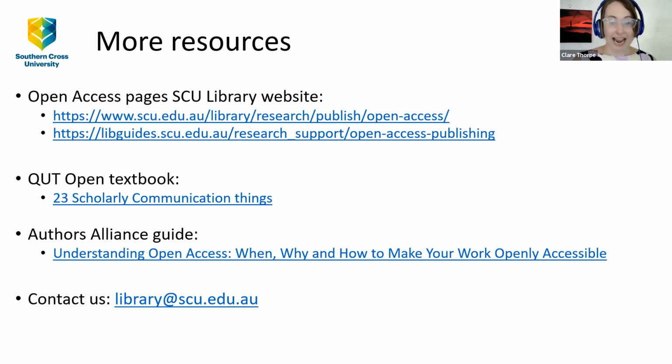So that's all I had for you today. We do have more information about open access, of course, on our website. I'd also like to recommend to you a great open textbook that's just come out of QUT called 23 Scholarly Things that you might want to check out. Julia also recommends the Authors Alliance Guide, which again has some great information about your author rights.